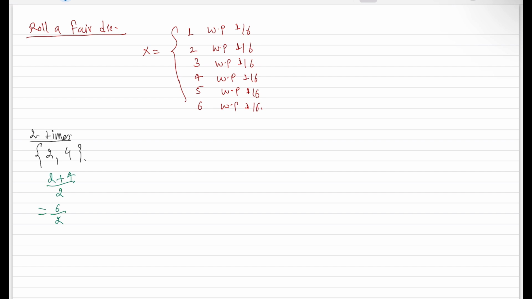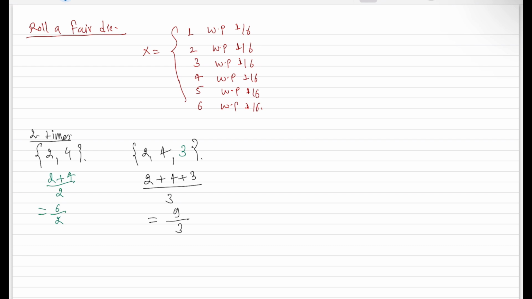Again you roll the die one more time. Let's say on the first roll you have already got 2, on the second roll you got 4, and you roll the die a third time and you may get 4 or 3, anything could be possible. So let's say you got the value 3. What's the average value here? The average value of the outcome is 2 plus 4 plus 3 divided by 3, that is 9 divided by 3.